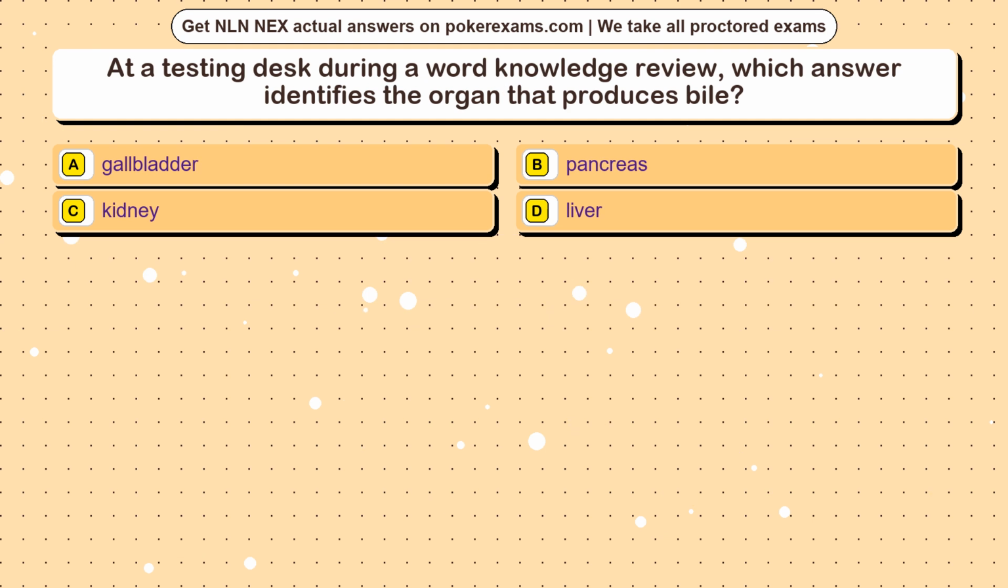Question 23. At a testing desk during a word knowledge review, which answer identifies the organ that produces bile? Option A, gallbladder. Option B, pancreas. Option C, kidney. Option D, liver.